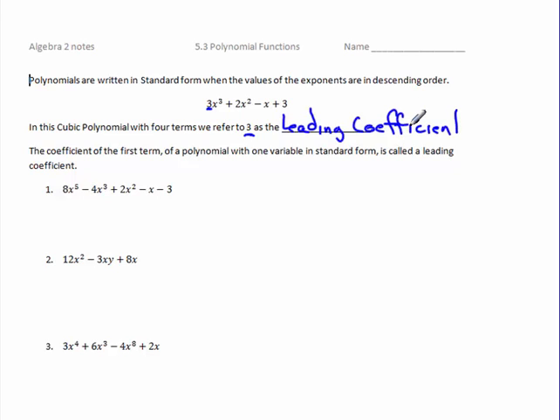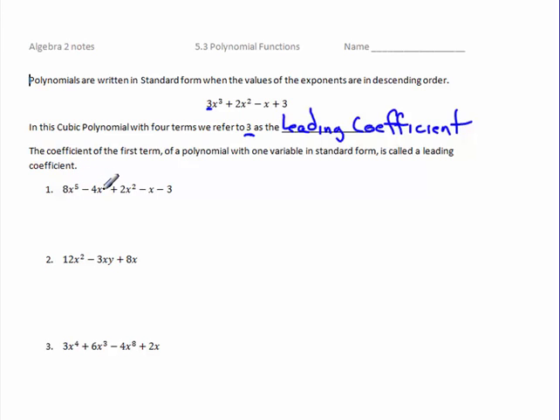The leading coefficient is the coefficient of the first term of a polynomial with one variable in standard form. It is called the leading coefficient. So here, is this in standard form? Let's try a couple real quick.